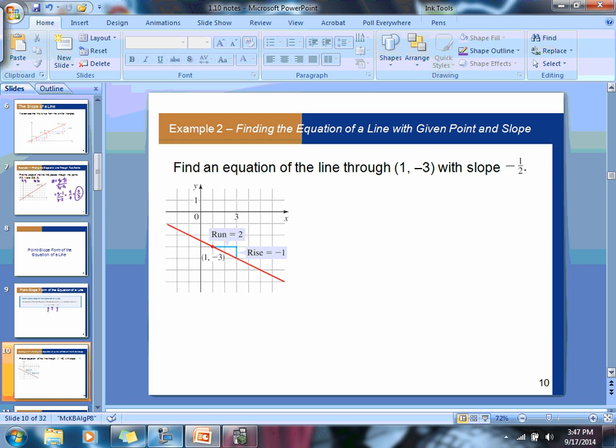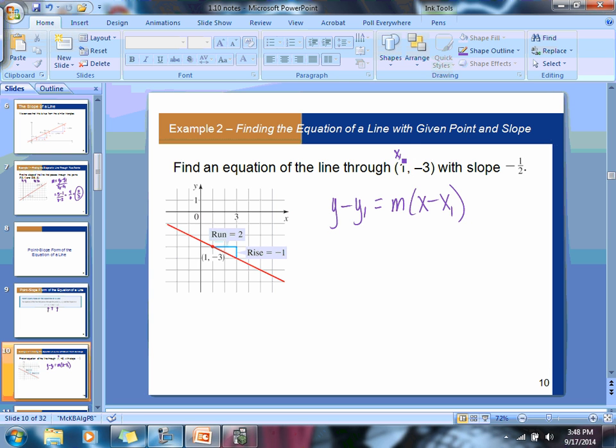So we're going to practice this by finding the equation of a line that goes through 1, -3, and has a slope of -1/2. Now they have a picture here to help you visualize it, but again, you don't really need the picture. We're going to use our equation. So y minus y1 equals m times x minus x1. Now the minuses stay in the equation. So if we're plugging in a negative number, it's going to be minus a negative.